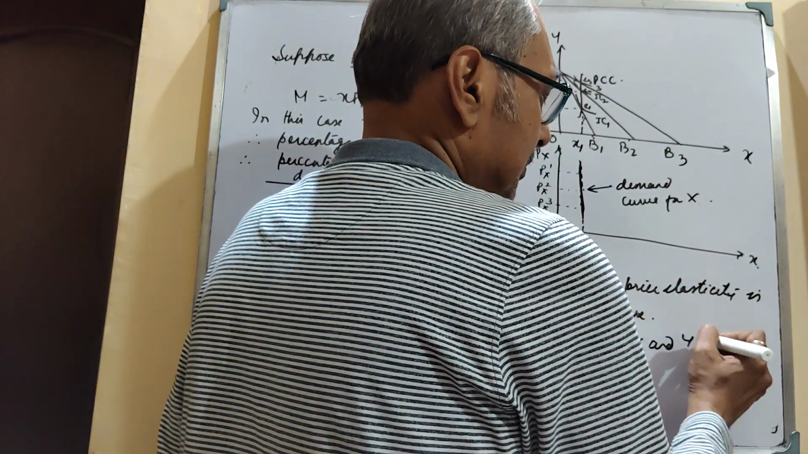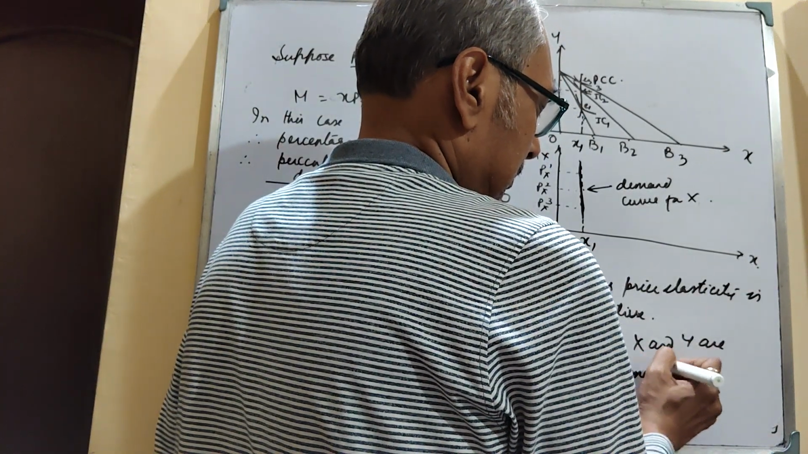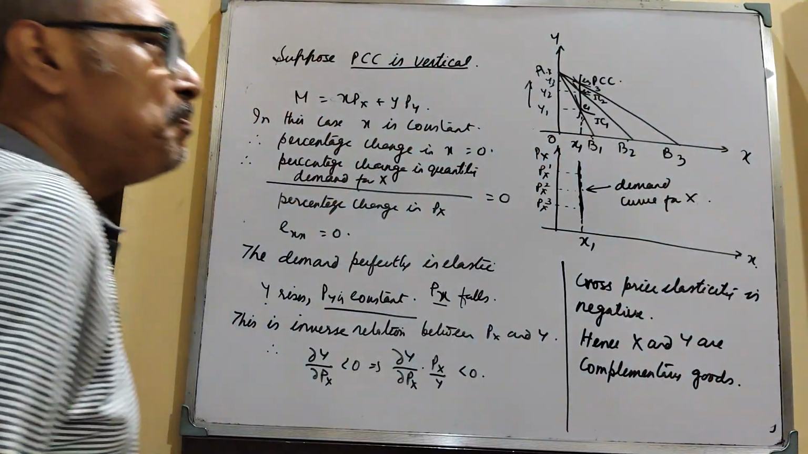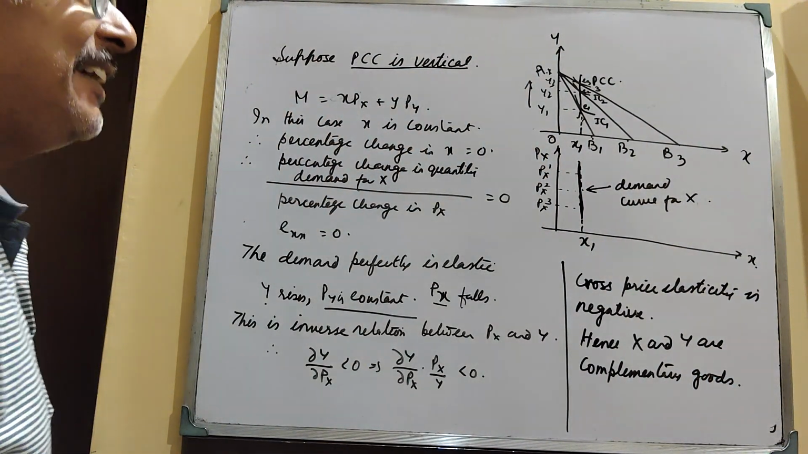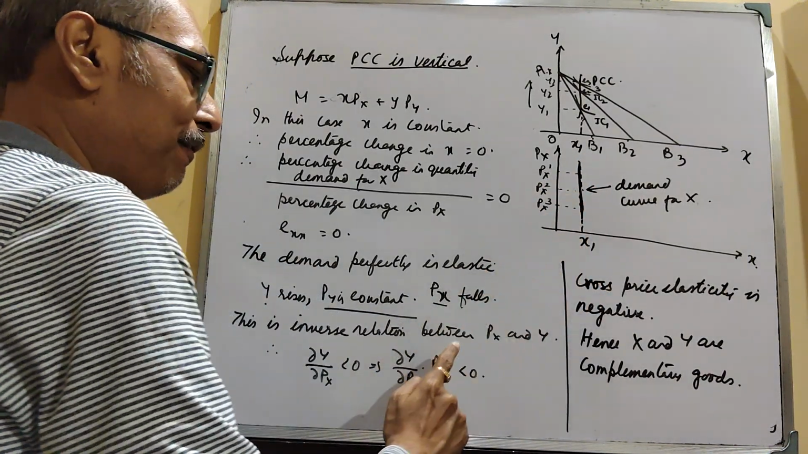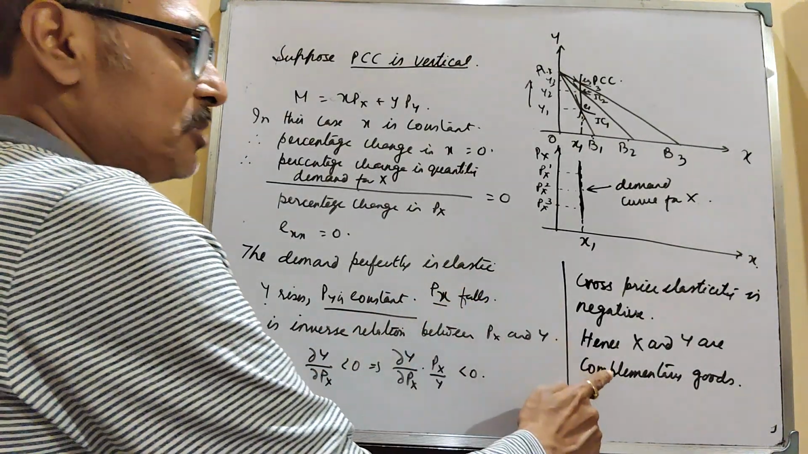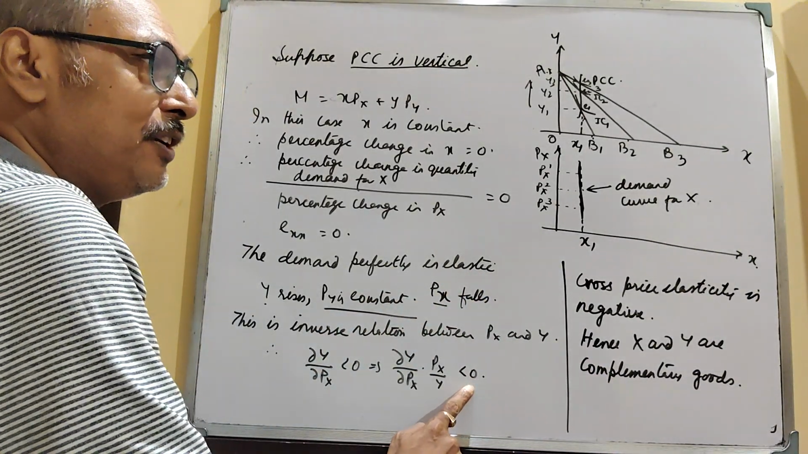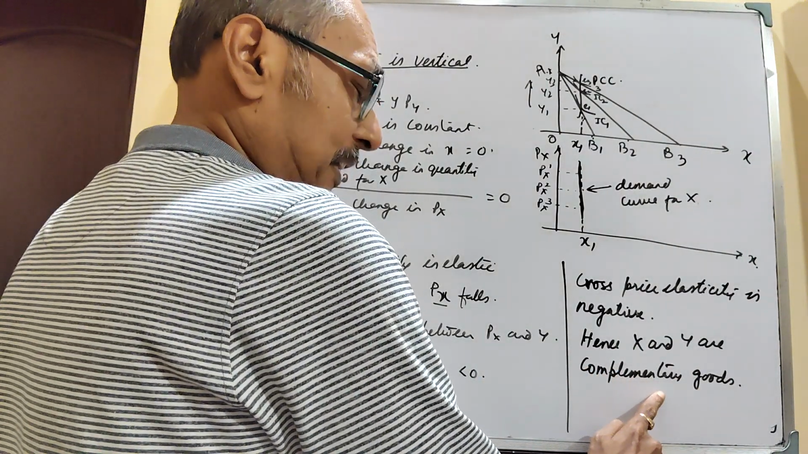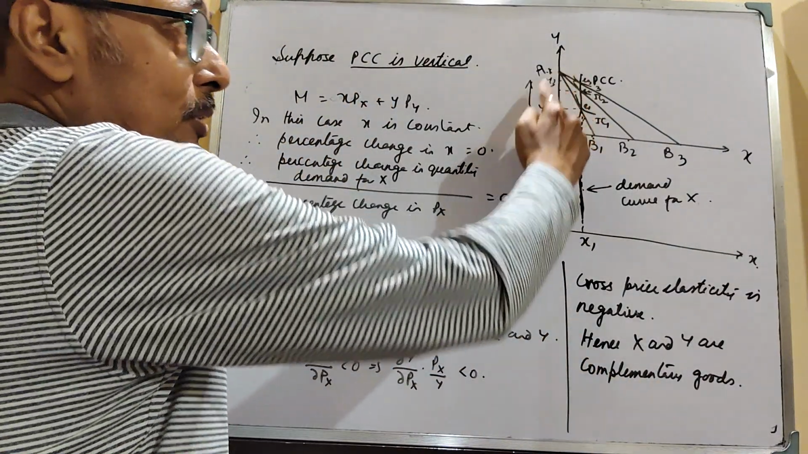X and y are complementary goods. Now, when PCC is vertical, then the demand curve is also vertical. Own price elasticity is perfectly inelastic, and the cross price elasticity is also negative. X and y are complementary goods. Though it is not perfect complement, it is simply complementary goods. I hope everybody understood this part.